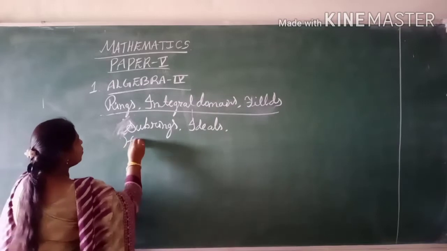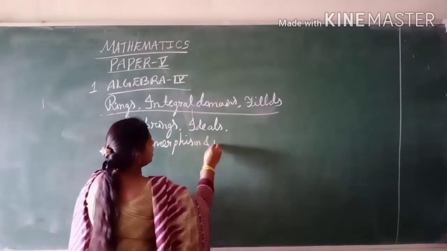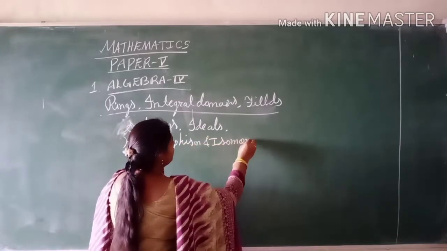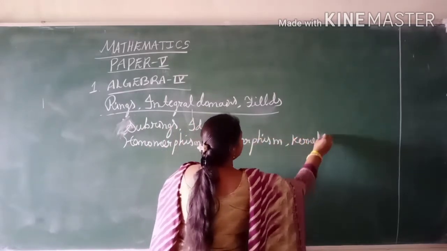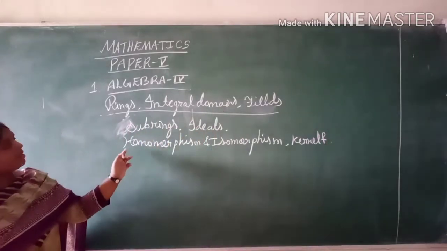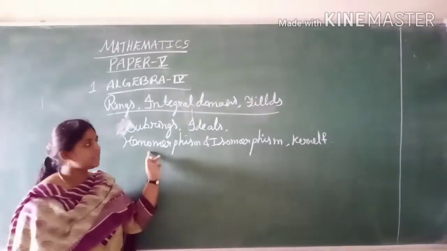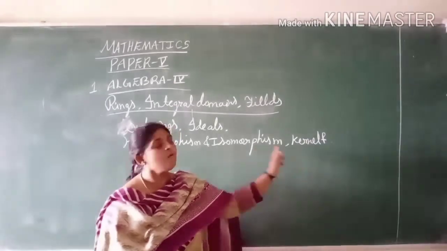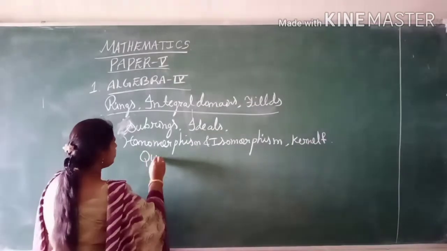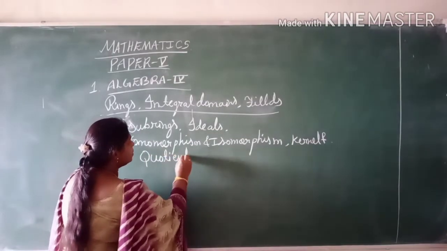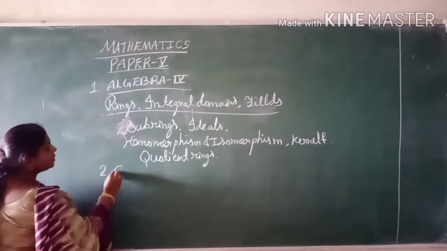Next, we will learn homomorphism and isomorphism, the kernel. As you learn in groups, in a similar manner, rings are the extended part of groups. That means homomorphism, isomorphism and the kernel of rings you are learning in this chapter. And one more concept, that is the quotient rings. This is unit 1. Clear?